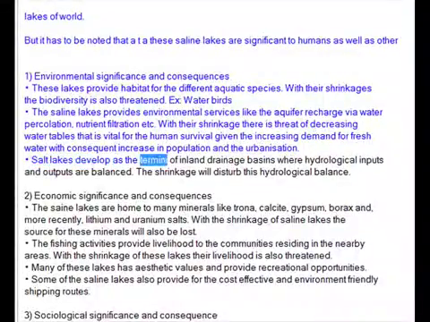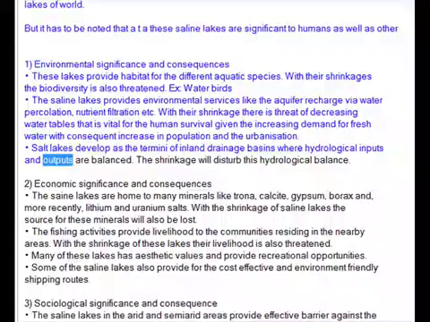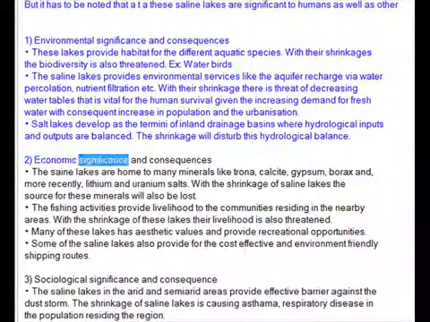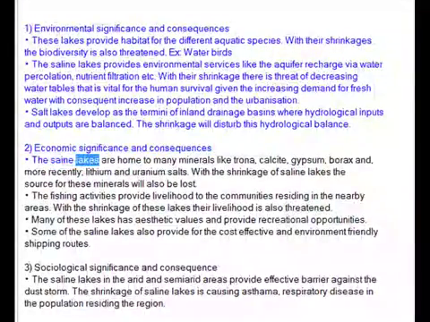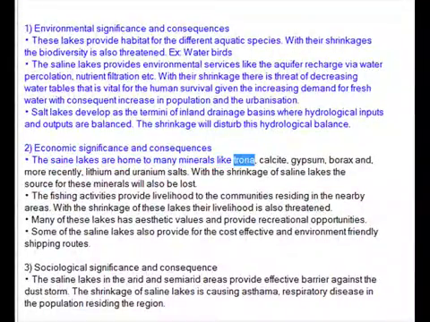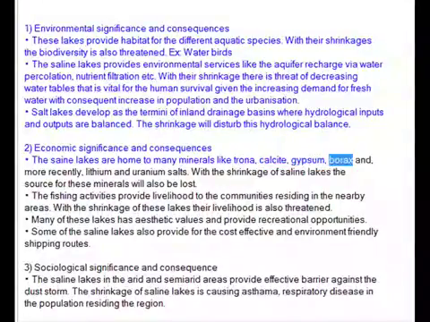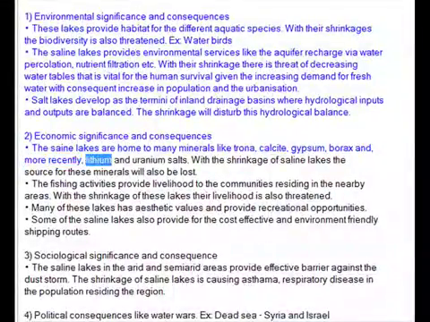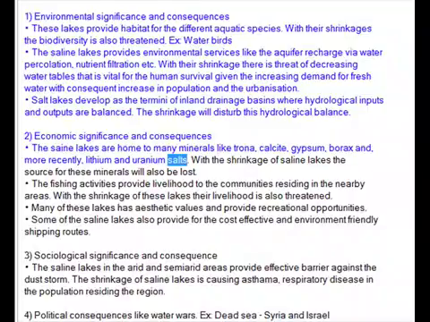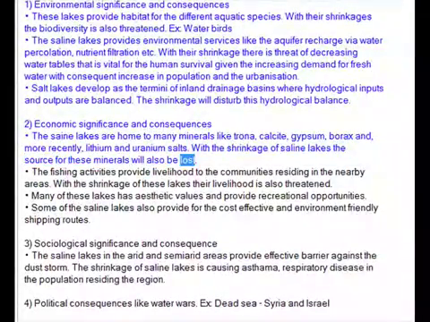Salt lakes develop as the termini of inland drainage basins where hydrological inputs and outputs are balanced. The shrinkage will disturb this hydrological balance. 2. Economic significance and consequences. The same lakes are home to many minerals like trona, calcite, gypsum, borax, and, more recently, lithium and uranium salts. With the shrinkage of saline lakes, the source for these minerals will also be lost.